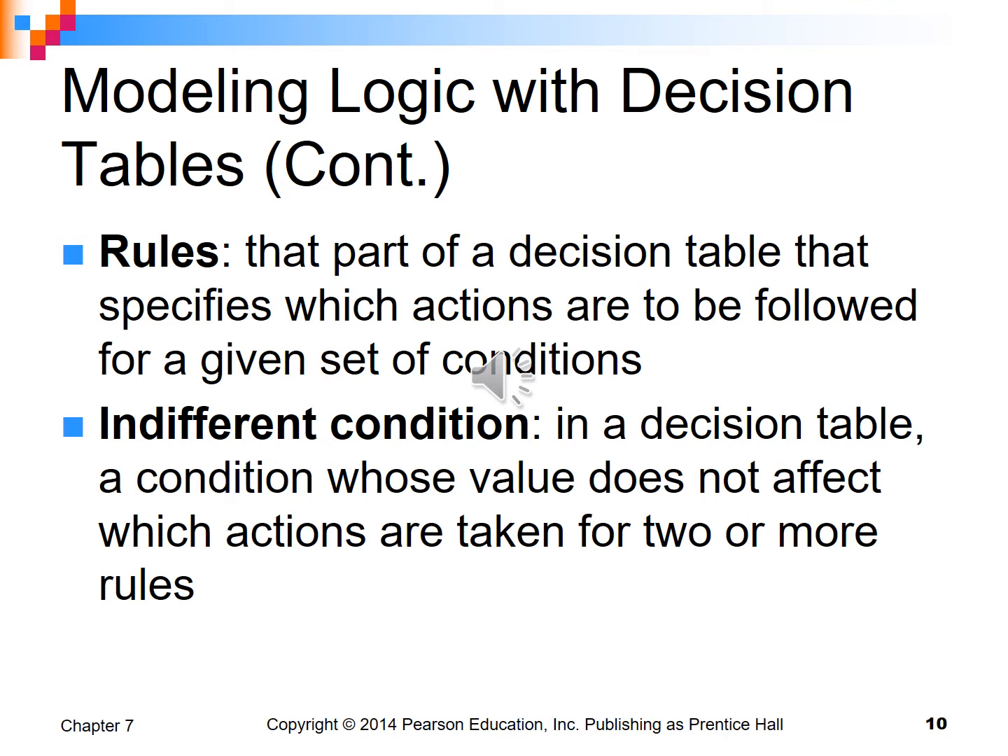2 by 2 by 2 equal 8. 2 by 3 by 2 equal 12. So usually the rules are even numbers in the decision table before simplification. We have here the indifferent condition, which is the condition which doesn't make any difference.